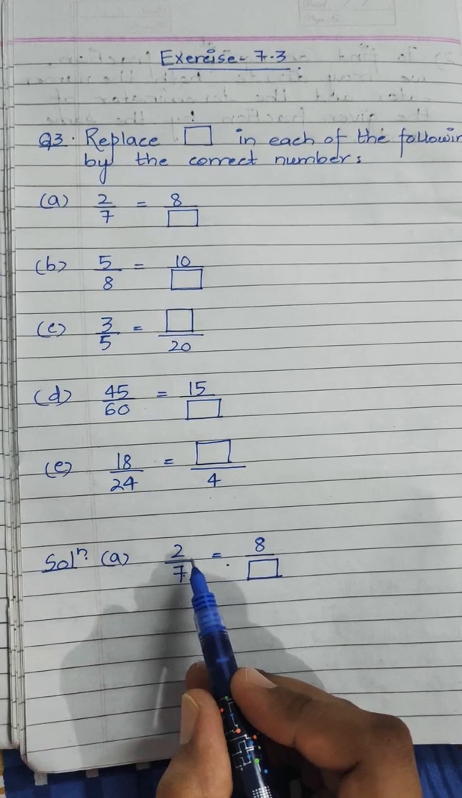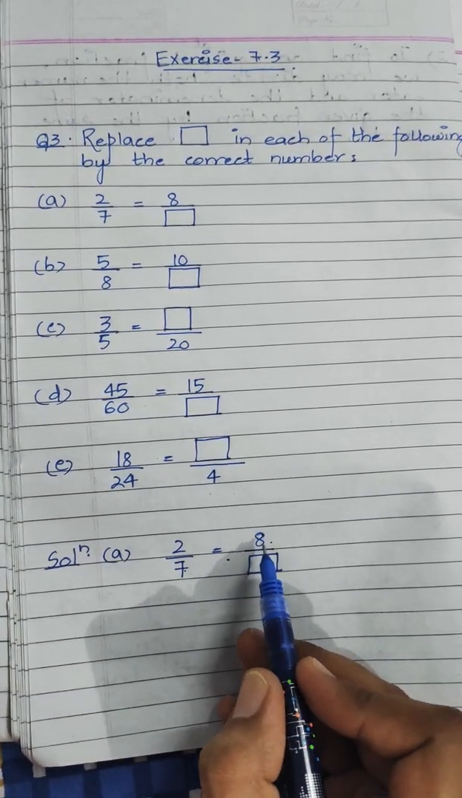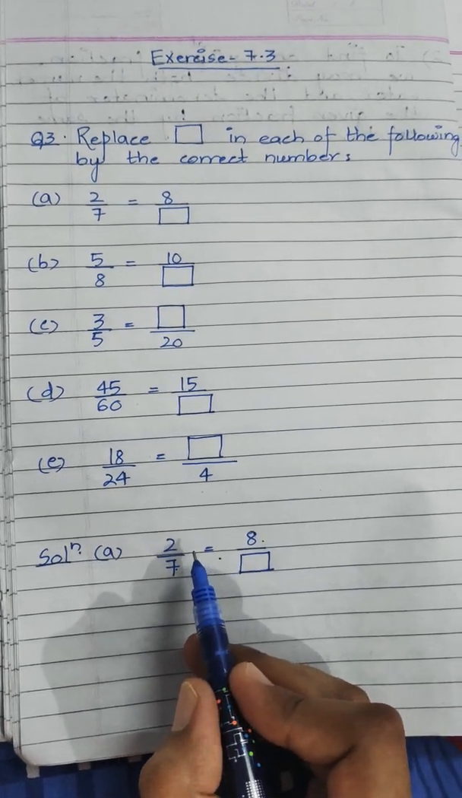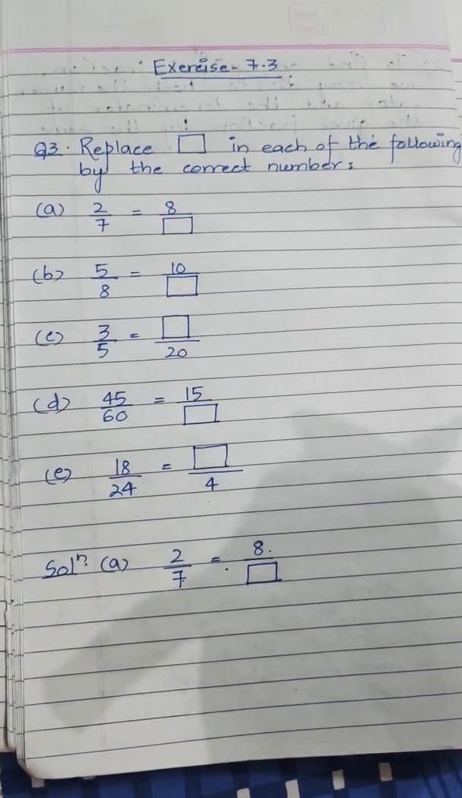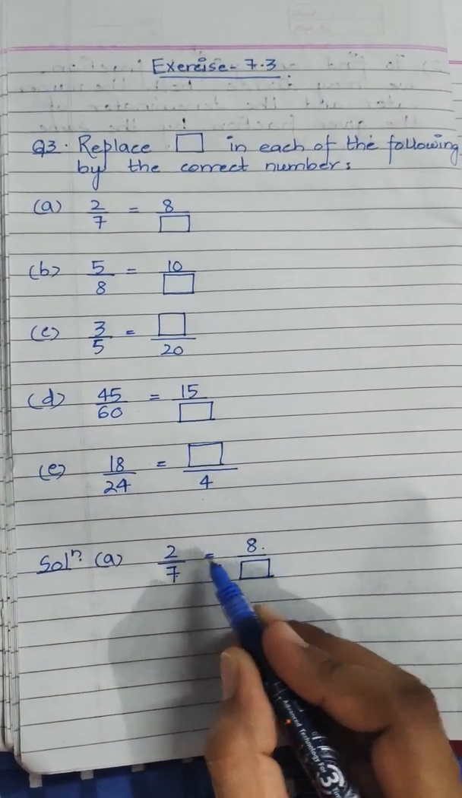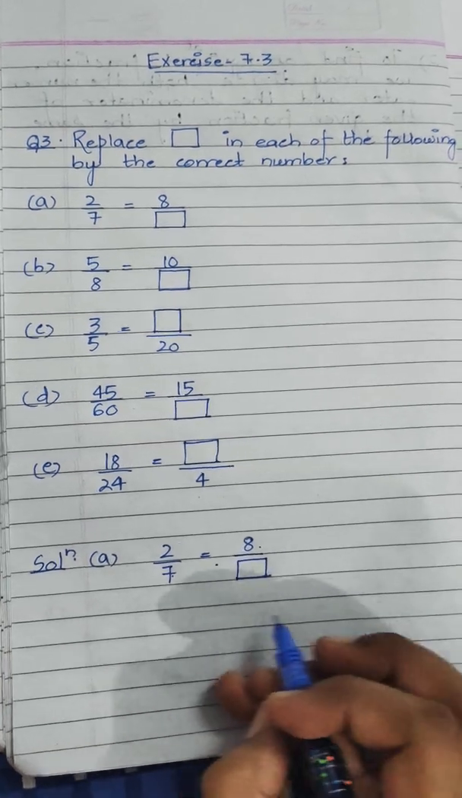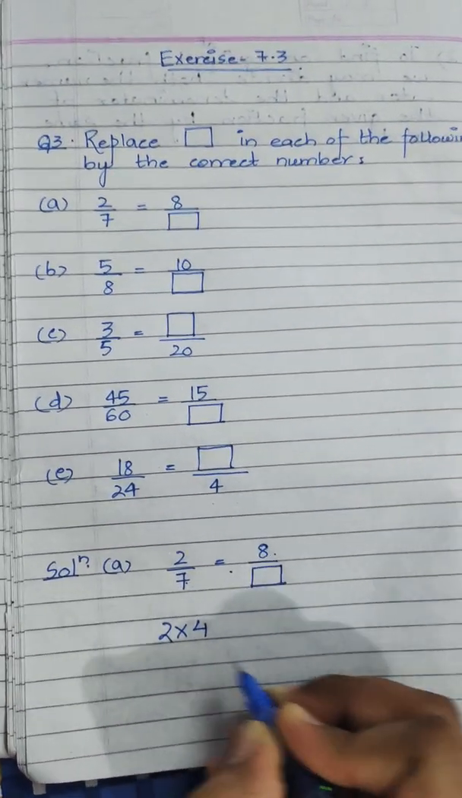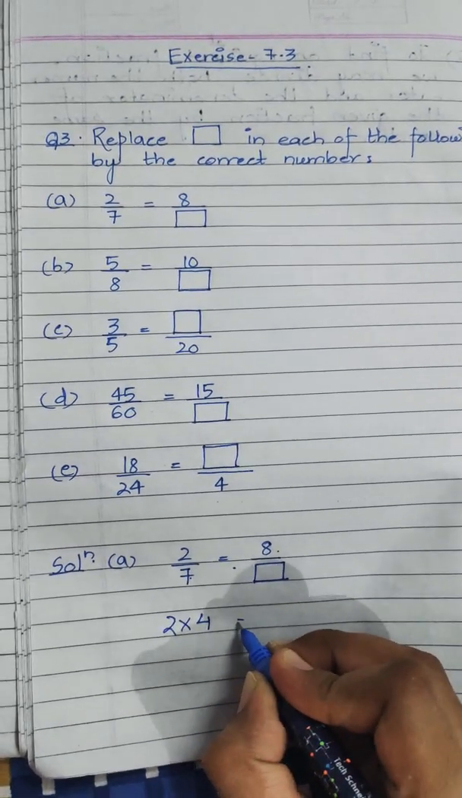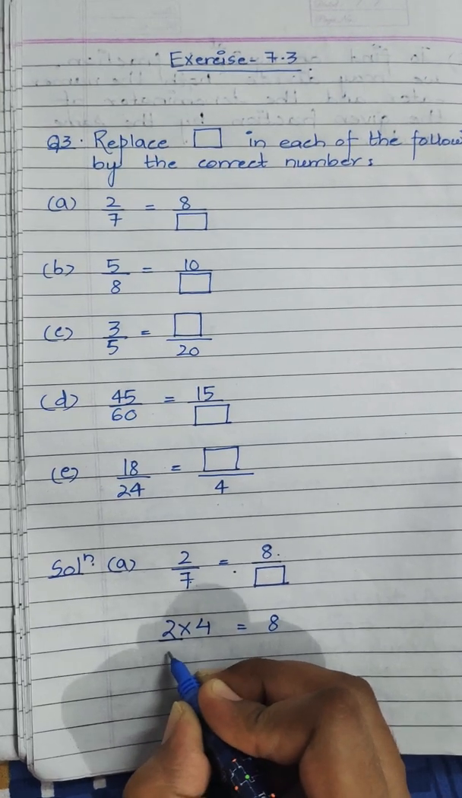First of all, when we look at the numerators of both the fractions, here it is 2 and this one is 8. As you know, 8 will come in the table of 2. Now we will remind ourselves with which number 2 should be multiplied so that we can get 8. So let us check. 2 multiplied by 4. When we multiply 2 with 4, what will we get? We will get 8.